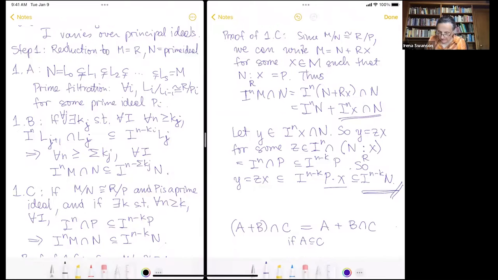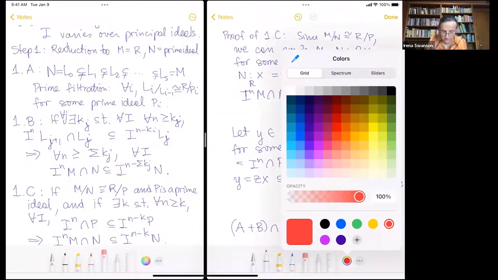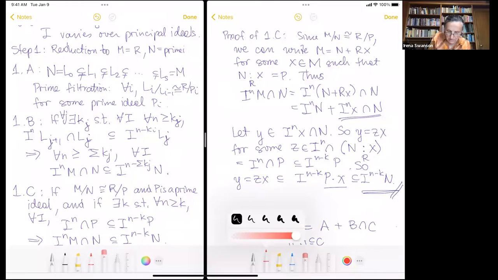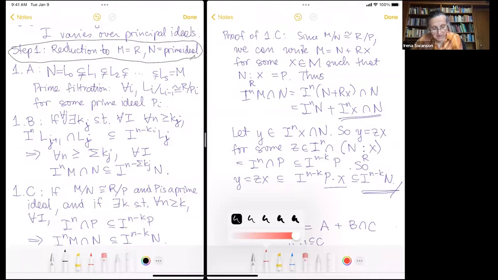So what we just accomplished, I'm going to choose a different color for a different screen. Why are you deleting things? We just reduced, I changed to red color, it didn't work. It only works in one screen. All right. So we managed to reduce to this from now on. We don't have to deal with arbitrary modules. We only have to deal with the whole ring and a prime ideal inside. Okay. Any questions about this step one?